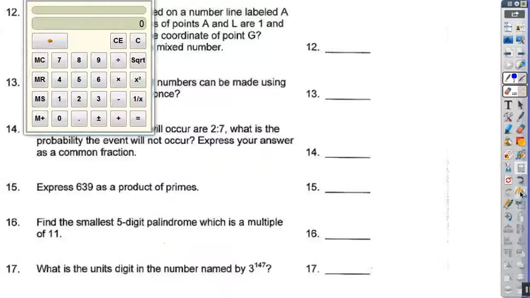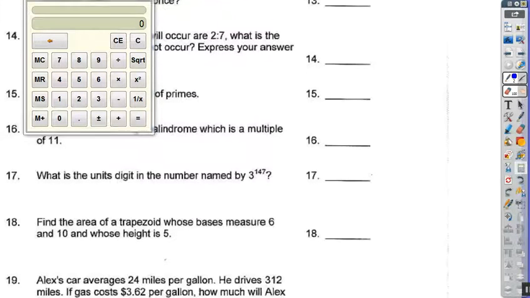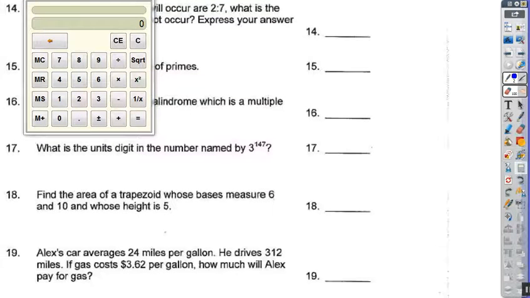That one's a tough one. It is a really tough one. All right. What is the units digit? The number that is, okay.